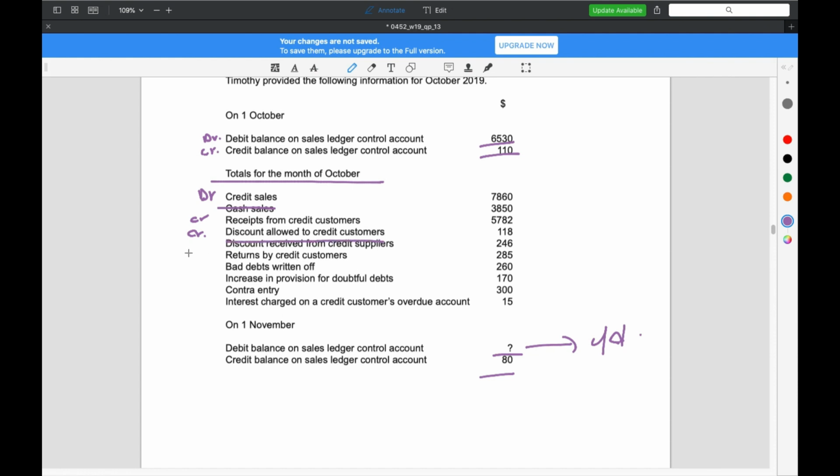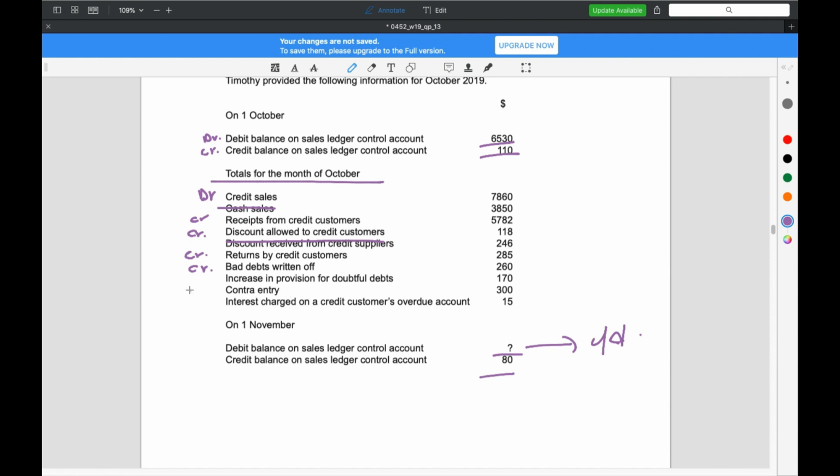Returns by credit customers. This counts against the sales as well. So it's going to be over on the credit side. Bad debts written off. Again, counts against your sales. So somebody didn't give you the money that they owed you, right? So that is going to be over on the credit side. Okay, increase in provision for doubtful debts, that has nothing to do with the sales ledger control account. Contra entry is always on the opposite side of whatever the main nature of the account is. So in this case, it's a debit account, right?